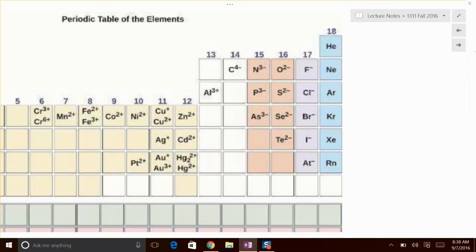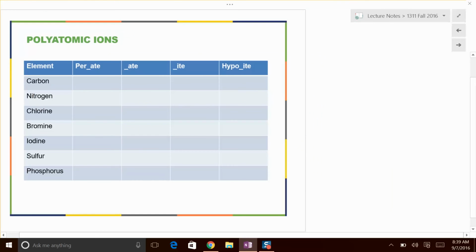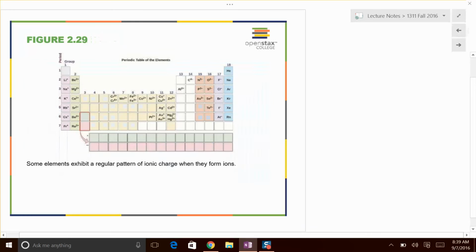-3, the nonmetals. -2, -1. Then they're neutral. They don't lose or gain. They're the noble gases. So that's kind of what we're looking at. That is going to be very important to you when we start naming compounds, because we are going to have to identify their charges to name them.